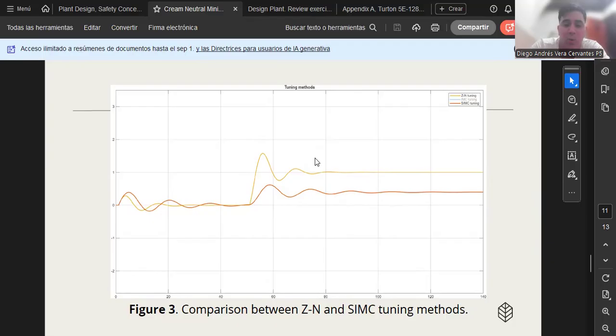In conclusion, while Ziegler-Nichols aims for a fast response, SIMC prioritizes stability and reliability, offering safer and more practical performance in real applications.